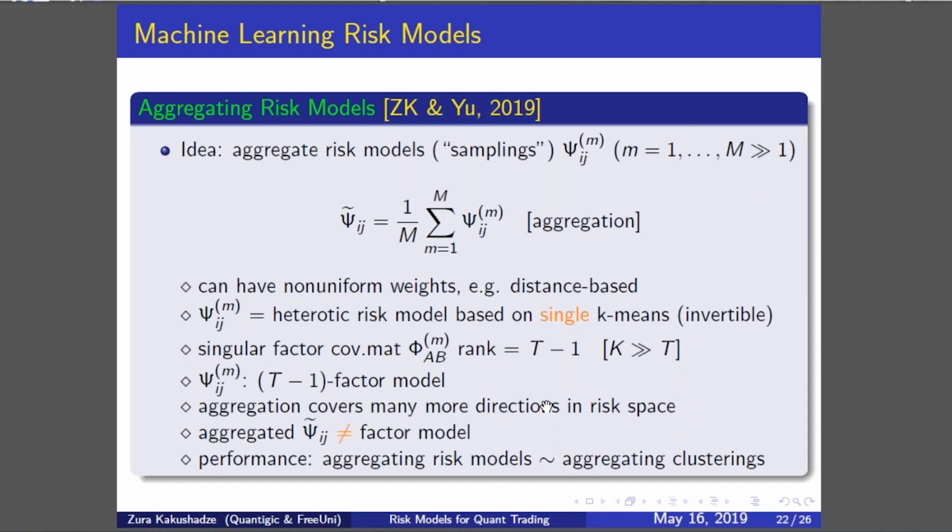So if your lookback is small and your number of clusters is relatively large, then what's going to happen is that the factor covariance matrix is going to be singular. Its rank is going to be at most t-1. So even though you have, say, 200 clusters, your factor model that you have constructed this way actually, in disguise, is only a t-1 factor model. So you're covering only t-1 directions in the risk space.